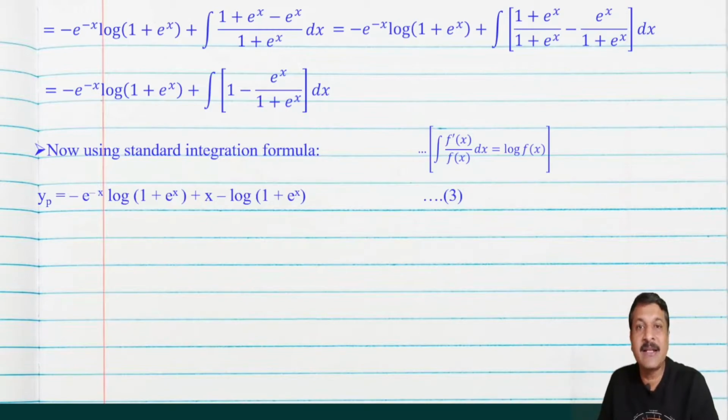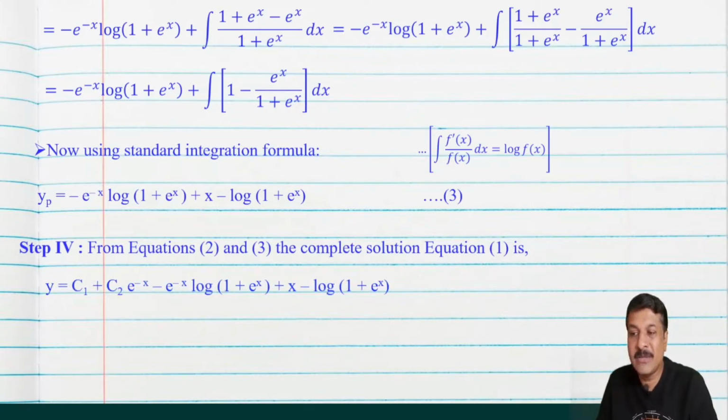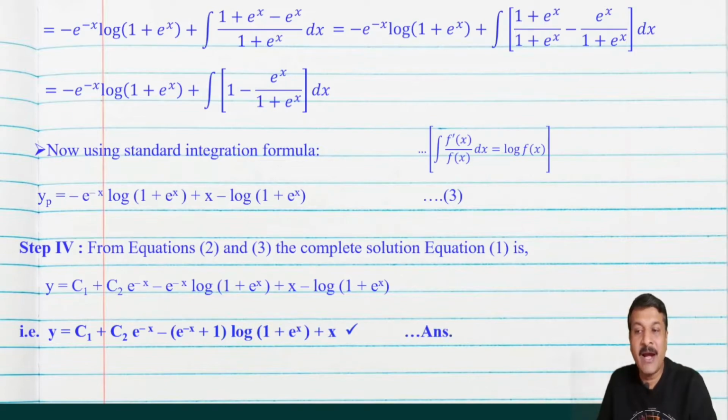So what is the general solution, meaning the complete solution here. So step number 4: from equations 2 and 3, the complete solution is y equals c1 plus c2 e raised to minus x, that is equation number 2, and equation number 3 is yp, that is minus e raised to minus x log of 1 plus e raised to x plus x minus log of 1 plus e raised to x. One may simplify more but it is not necessary. So this is your required answer.